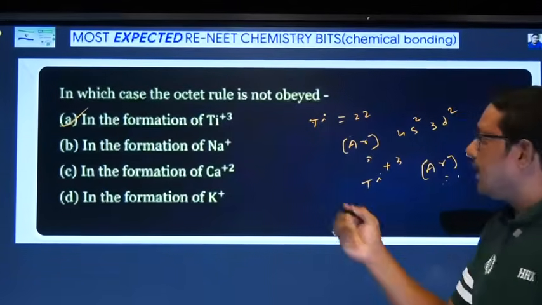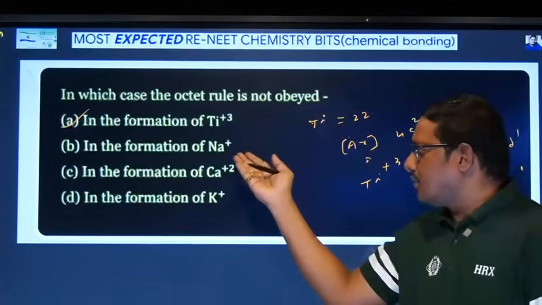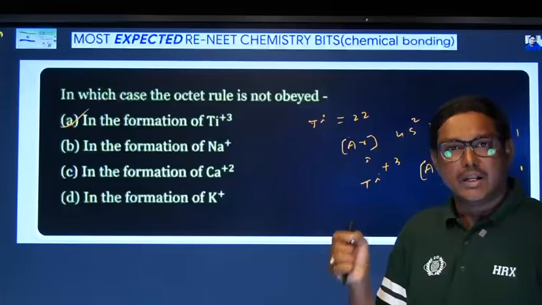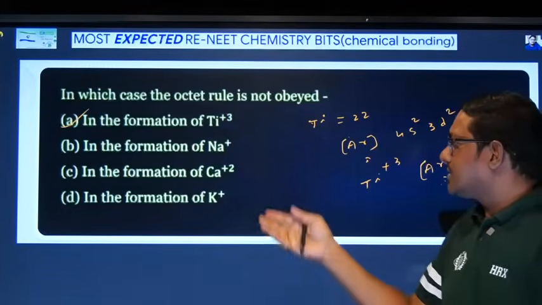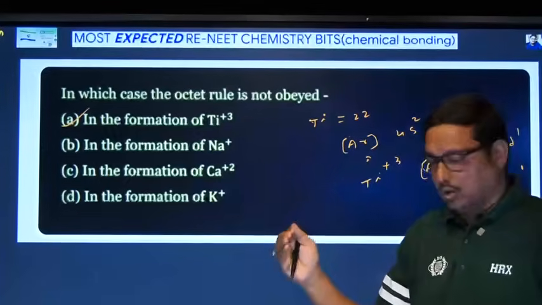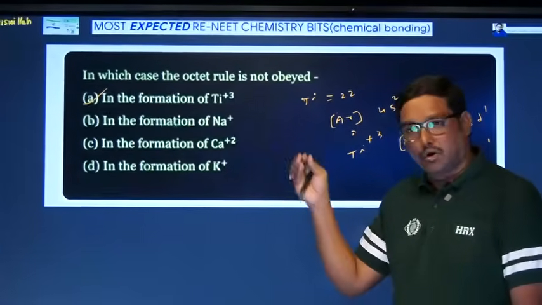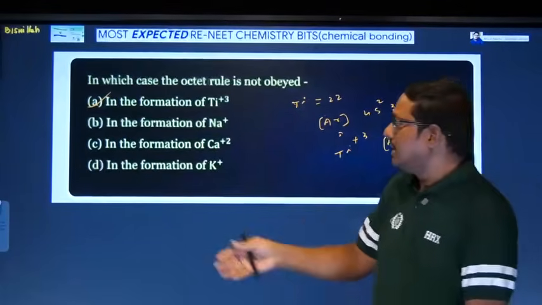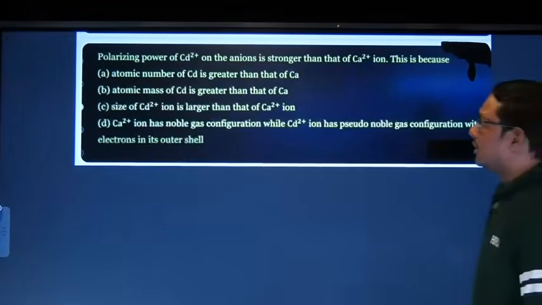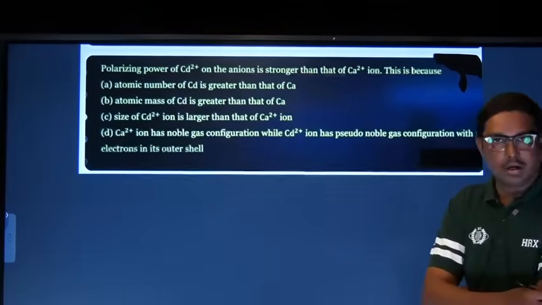Then if you go for the second option, sodium has atomic number 11; on loss of 1 electron, it has an octet configuration. For the third option, the atomic number of calcium is 20; on loss of 2 electrons, it has an argon configuration, so it obeys the octet rule. Even potassium, atomic number 19, on loss of 1 electron, follows octet configuration. That means the correct option is the first option. Is it clear?